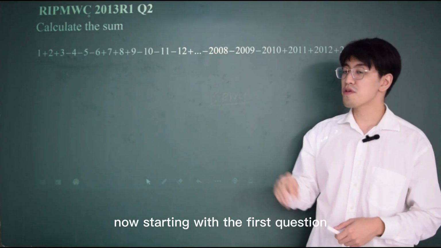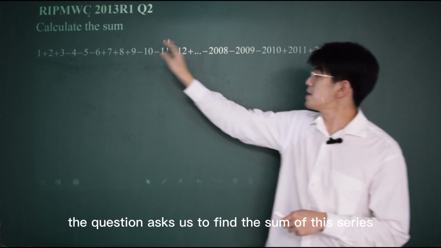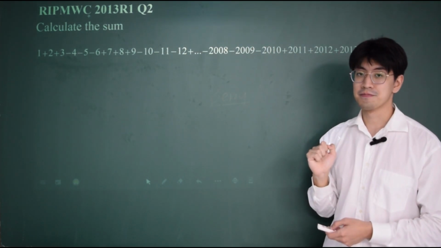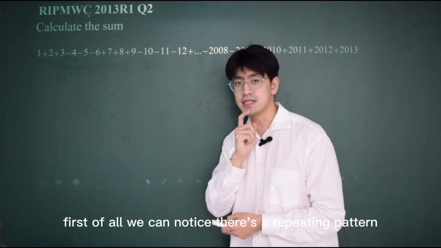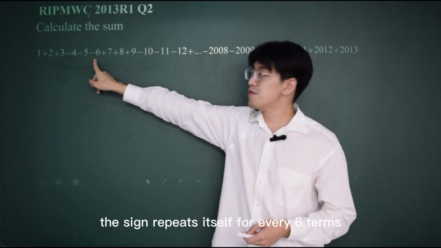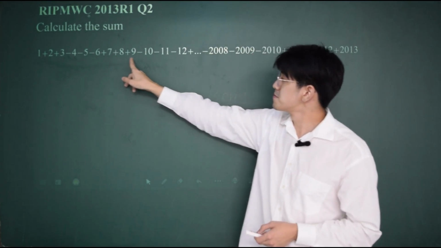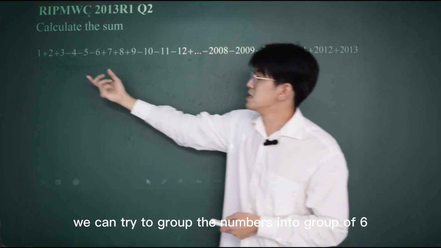Now, starting with the first question, the question asks us to find the sum of this series. First of all, we can notice there's a repeating pattern. The sign repeats itself for every 6 terms. Therefore, we can try to group the numbers into a group of 6.